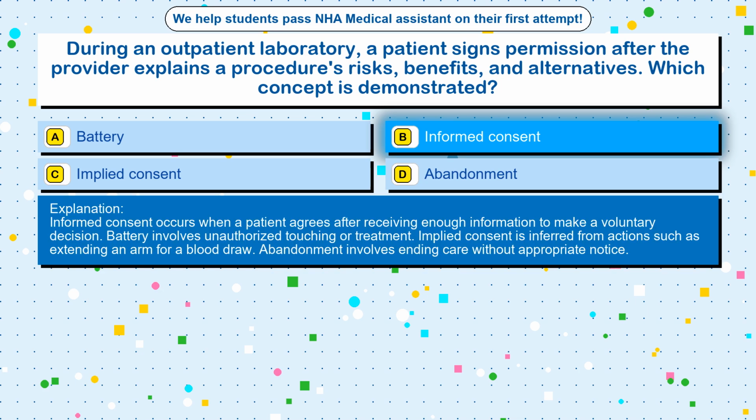Informed consent occurs when a patient agrees after receiving enough information to make a voluntary decision. Battery involves unauthorized touching or treatment. Implied consent is inferred from actions such as extending an arm for a blood draw. Abandonment involves ending care without appropriate notice.